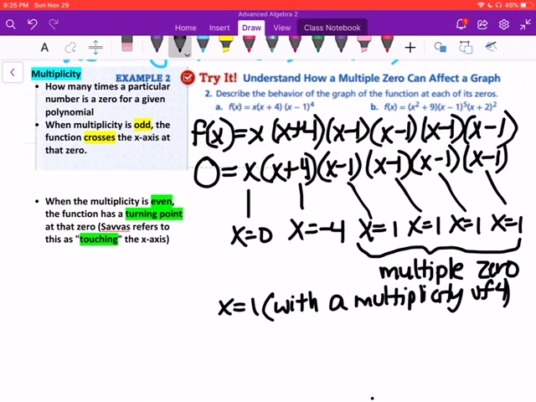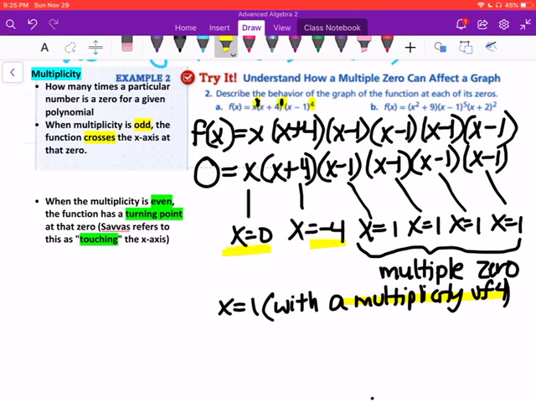Now you don't have to do all this work every single time if you're looking for multiplicity, because if I want to say with a multiplicity of 4, all you have to do is look at the exponent, and that will tell you what the multiplicity is. And if there's no exponent, remember that the exponent is understood to be a 1, so the others would have a multiplicity of 1. So x equals 0 would have a multiplicity of 1, x equals negative 4 would have a multiplicity of 1, but x equals 1 would have a multiplicity of 4.